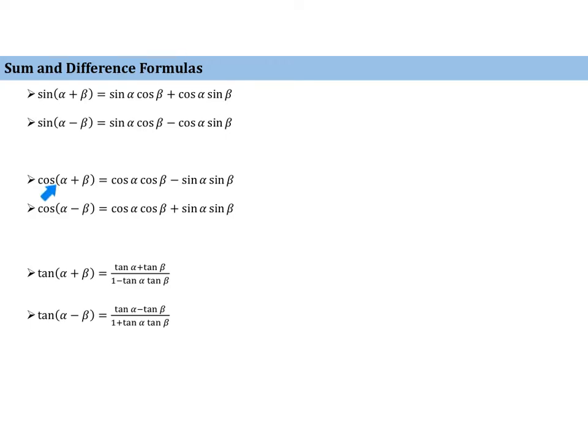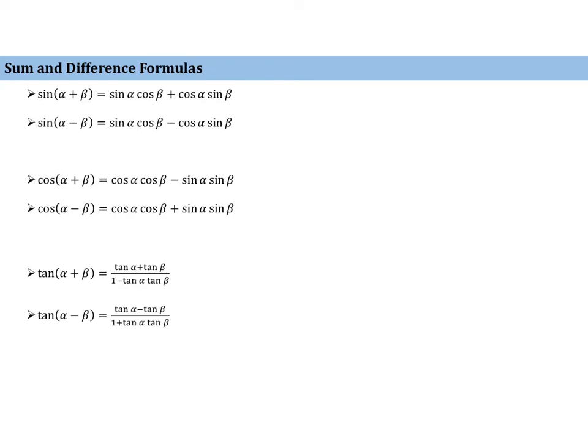Whereas if we're dealing with cosine of a sum or a cosine of a difference, we have cosine, cosine, sine, sine, but now we switch from positive to negative or from negative to positive. So cosine, cosine, sine, sine, change the sign. So for sine we have sine, cosine, cosine, sine, keep the sign. For cosine we have cosine, cosine, sine, sine, change the sign.